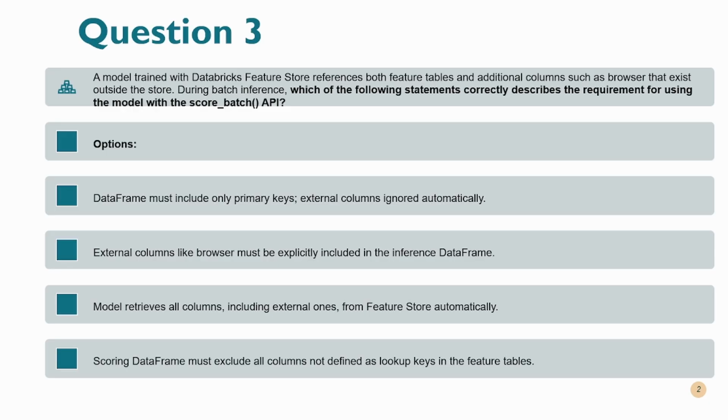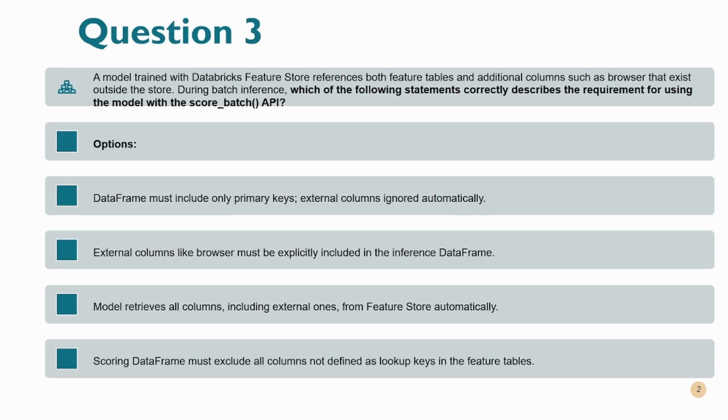Option A, the data frame used in scoring must include only primary keys for feature lookups, and external columns are ignored automatically. Option B, external columns like browser are not ignored. They must be explicitly included in the inference data frame to ensure consistent predictions. Option C, the model retrieves all columns, including external ones, from feature store automatically without user input. Option D, the scoring data frame must exclude all columns not defined as lookup keys in the feature tables.